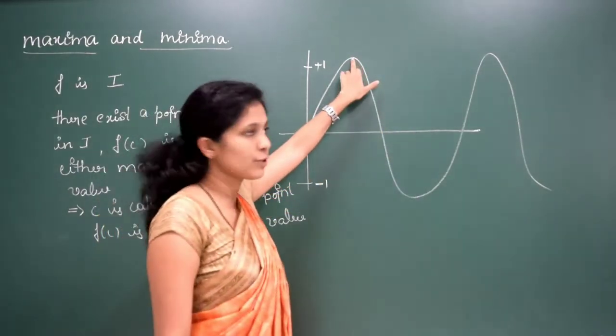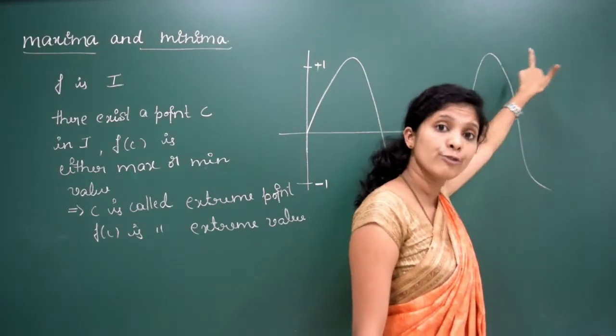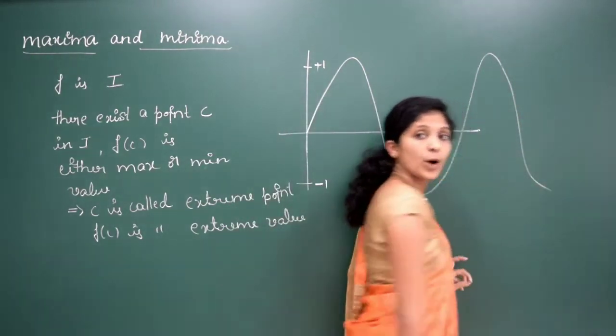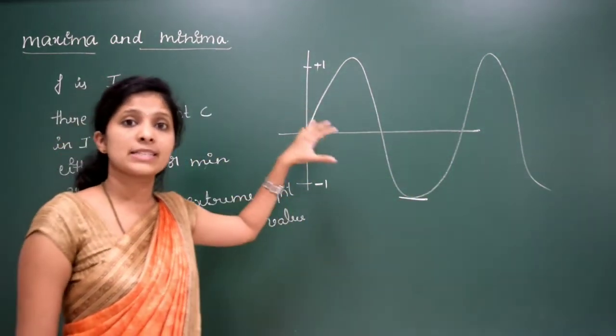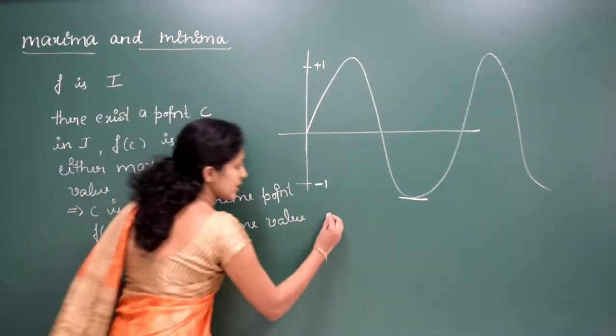Right? This is a point of maxima, and here this is also a point of maxima. Here this is a point of minima, and this point will also be a point of minima. So there is more than one possible maximum and minimum value. Is it clear?